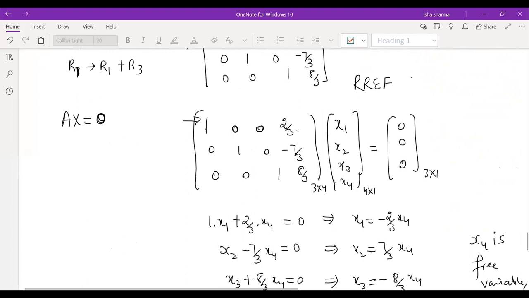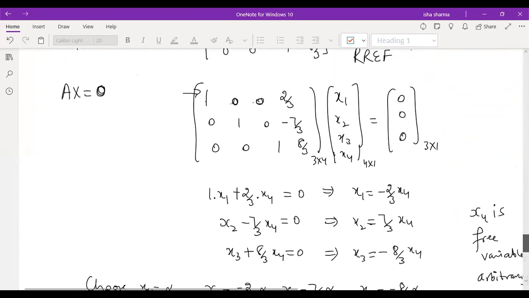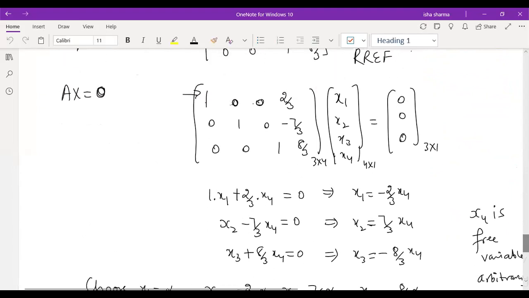So you will see originally equations were complicated. Originally you had all non-zero terms here. But because you have converted into row reduced echelon form, you don't need to simultaneously solve equations. Every individual equation is giving you the solution directly. So this is the benefit of converting into row reduced echelon form.